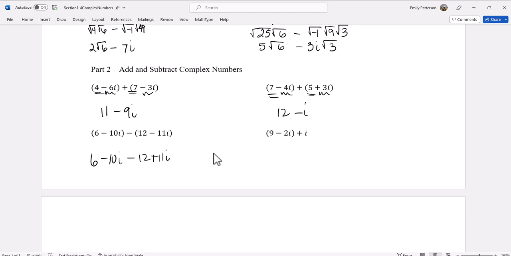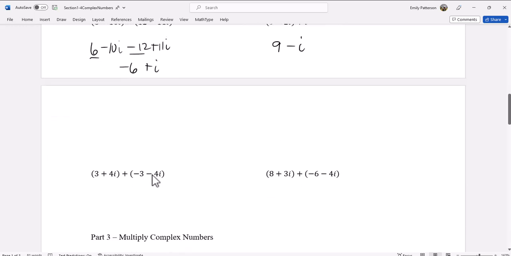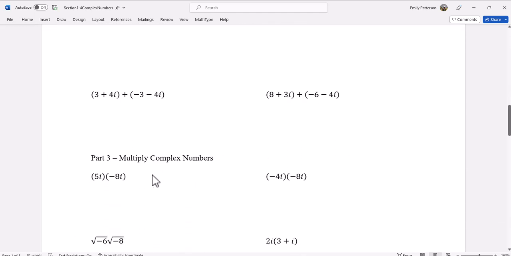So now we have, again, the constants. We have the imaginary terms, and going from there. So this is also going to be the answer there. When we're adding these together, 3 and a negative 3, 4i and a negative 4i become 0. Again, 8 and a negative 6 become 2. 3i and a negative 4i become negative 1i, or just negative i.